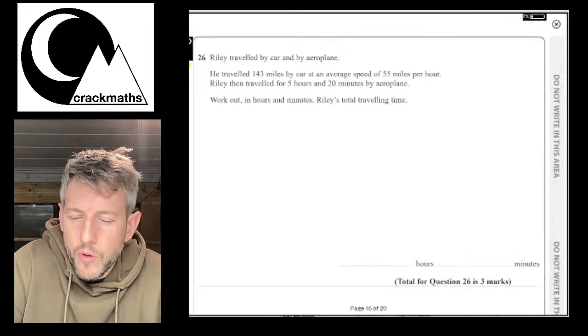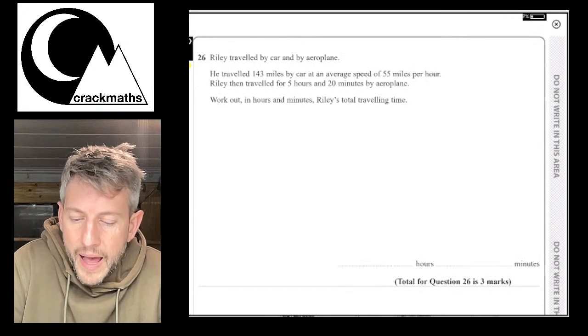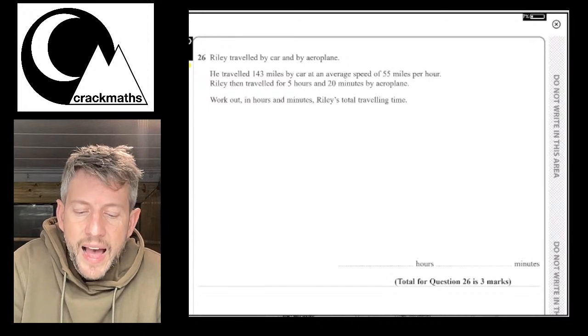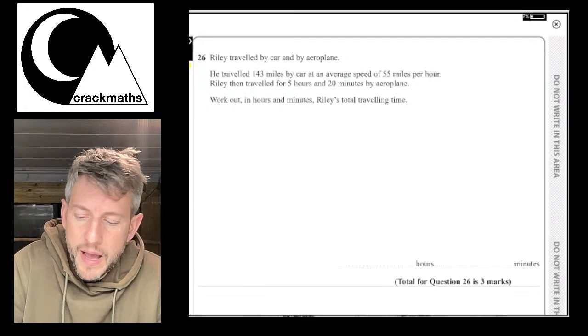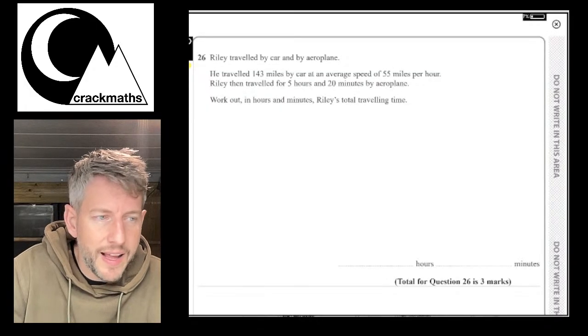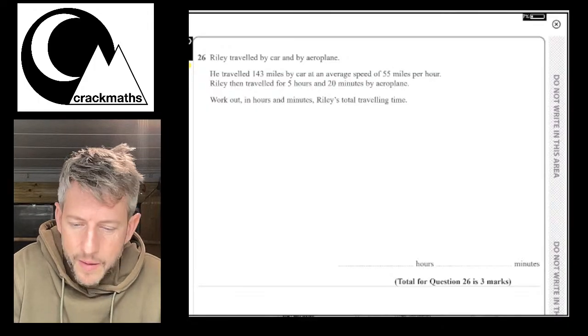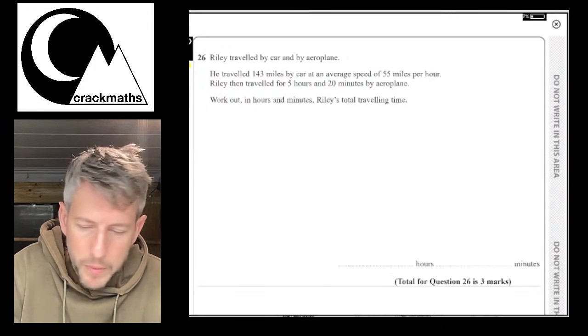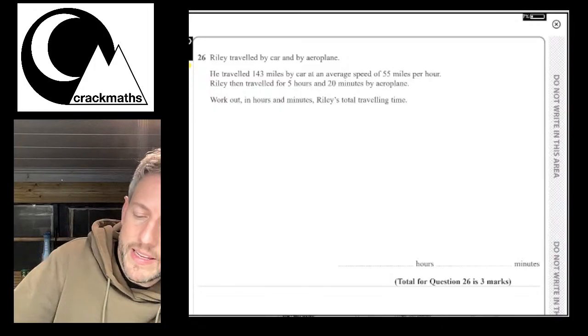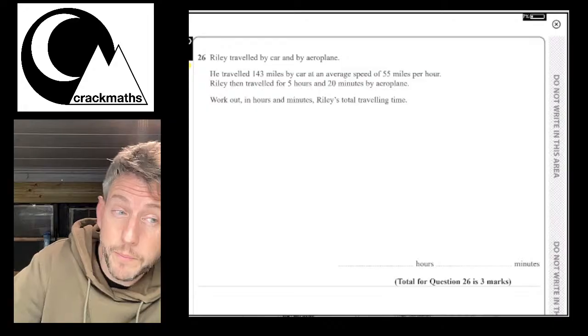Question 26. Riley travelled by car and aeroplane. He travelled 143 miles by car at an average speed of 55 miles per hour. Riley then travelled for 5 hours and 20 minutes by aeroplane. Work out in hours and minutes Riley's total travelling time.